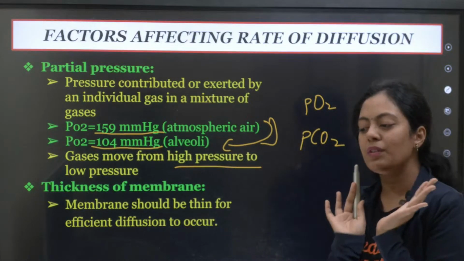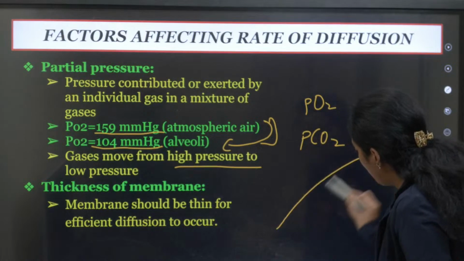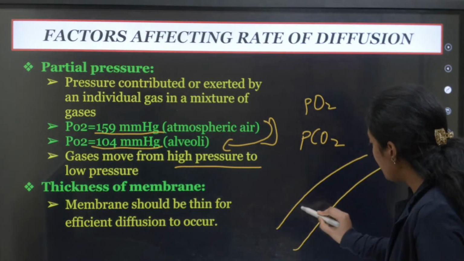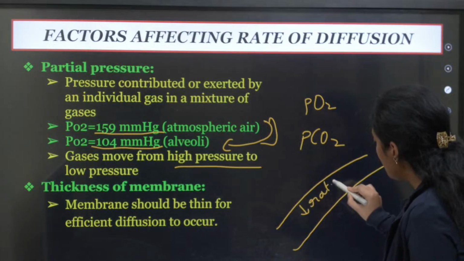Next, thickness of the membrane. இப்ப பாருங்க, இந்த membrane இவ்ளோ thick-ஆ இருக்கு. அப்ப என்ன ஆகும்? What will happen if the membrane is thick? The rate of diffusion will be less. The rate will be less.